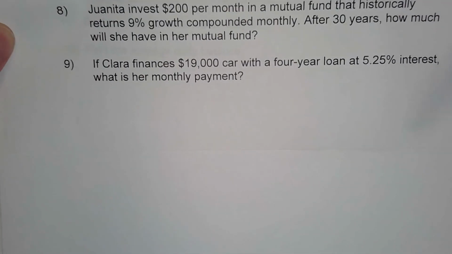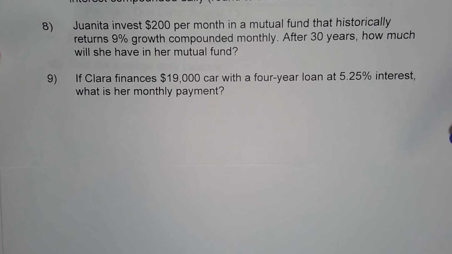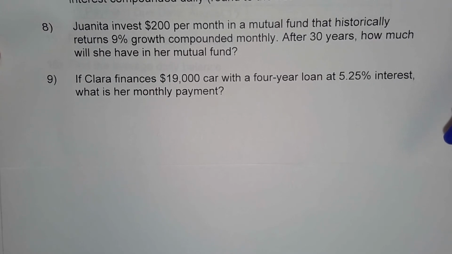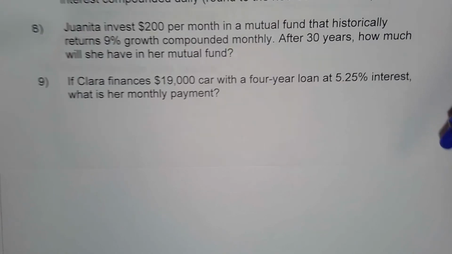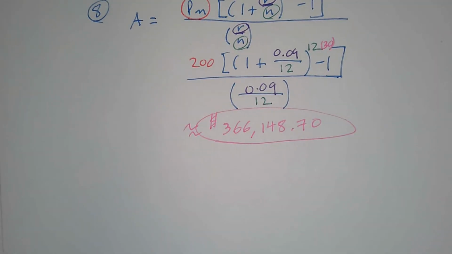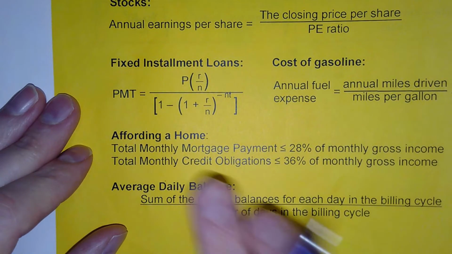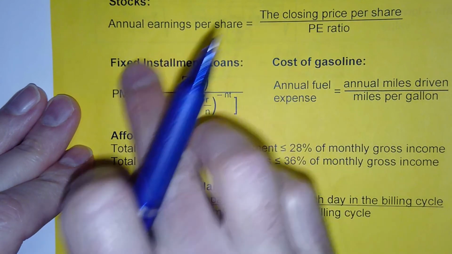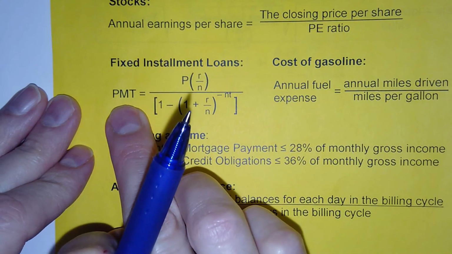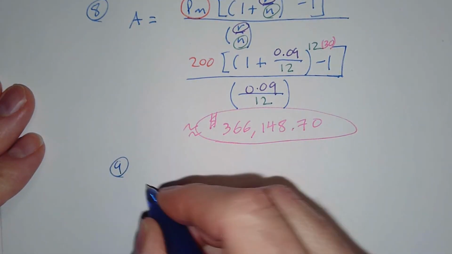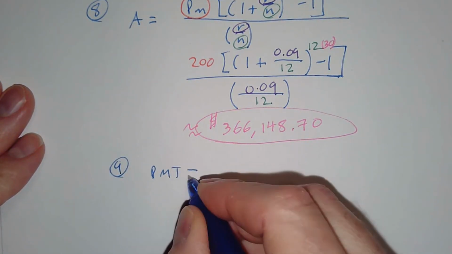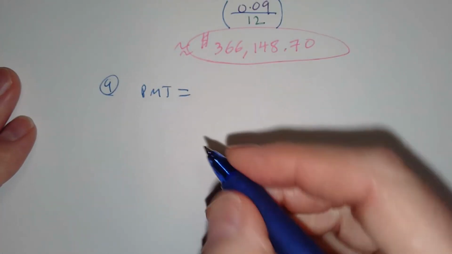Let's take a look at number 9. Clara finances a $19,000 car with a 4-year loan of 5.25% interest. What is her monthly payment? So this is now an installment loan. So we're going to hop down here and we're going to use this formula here. We're trying to find her monthly payment. So we'll go ahead and write down the formula.